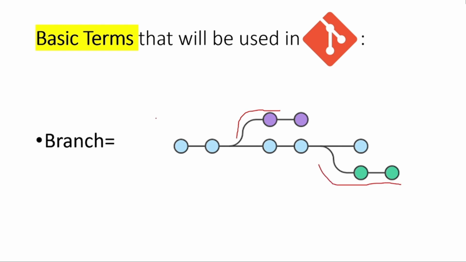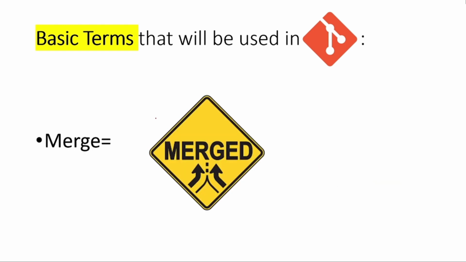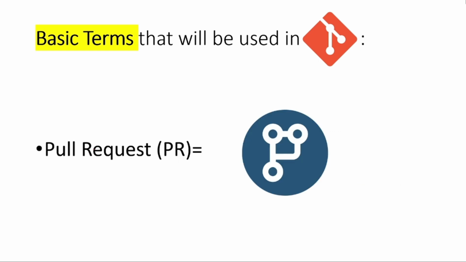Okay, moving on to the next one, we have merge. Whenever we have completed our work in the two different branches, then we merge those branches so that they can be made into a single code file. That's when we use merge. After that is pull request. Pull request is basically a request made to merge the two branches. It looks like this, and we'll be learning how to create a pull request in a later video.